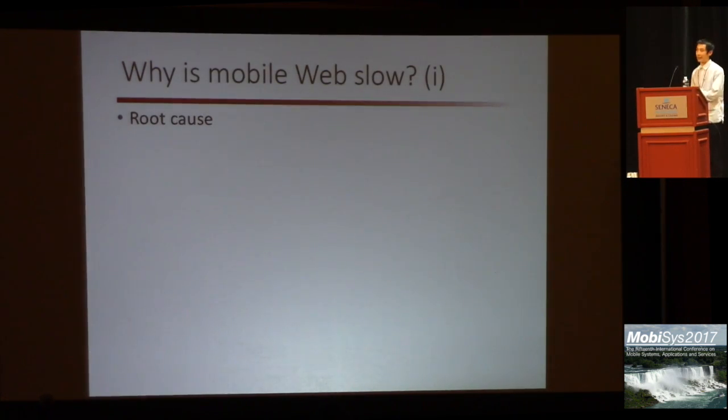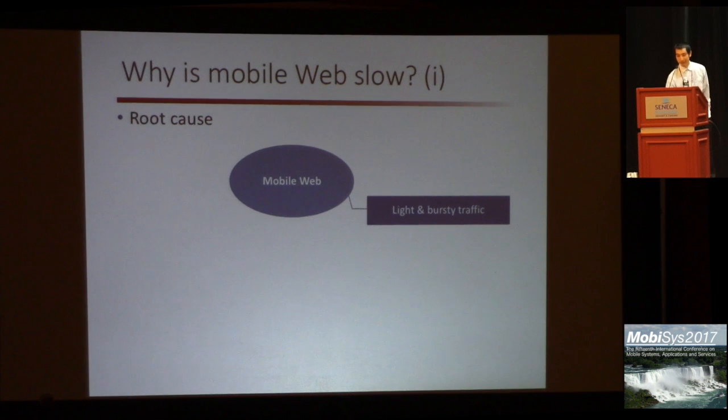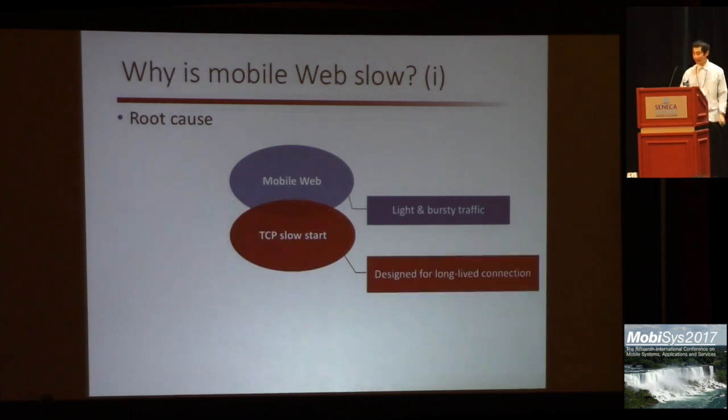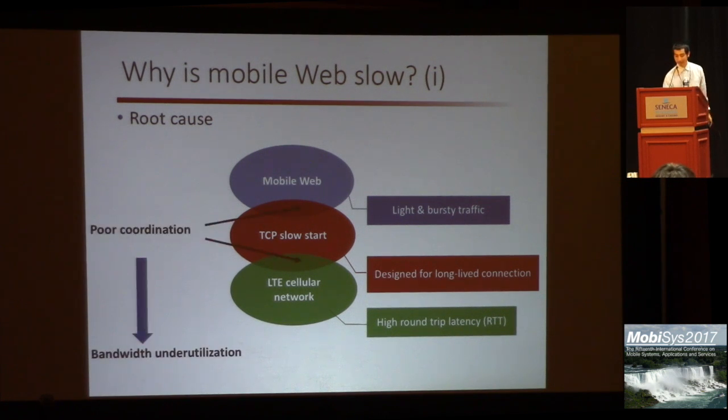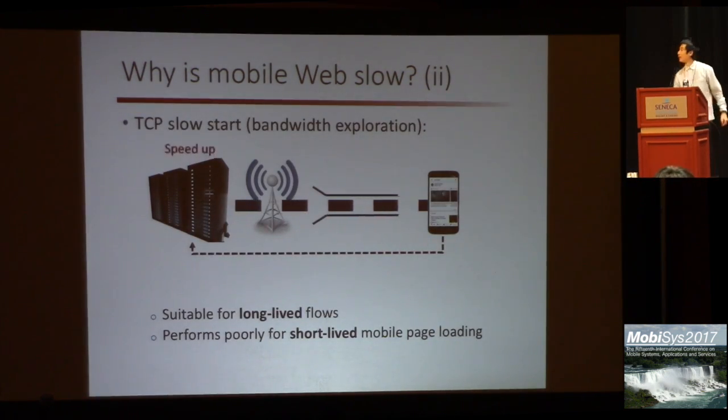The root cause of this poor performance is a poor interaction between mobile web traffic, which has a light and bursty pattern, and TCP slow start, which is designed for long-lived loads, and the LTE cellular network, which has high round-trip time. The poor interaction between these three layers leads to severe bandwidth underutilization. Let's look at this problem in more detail.